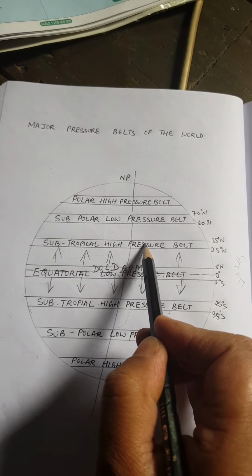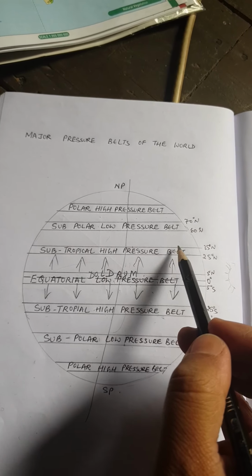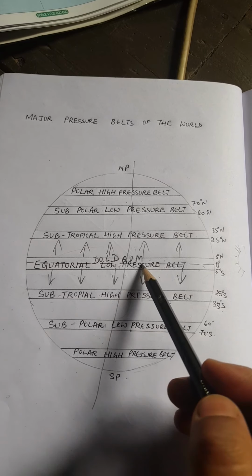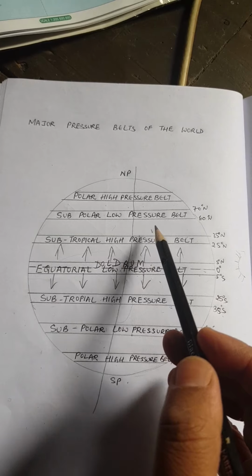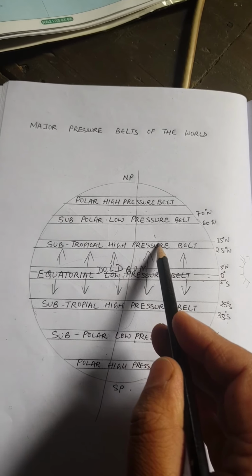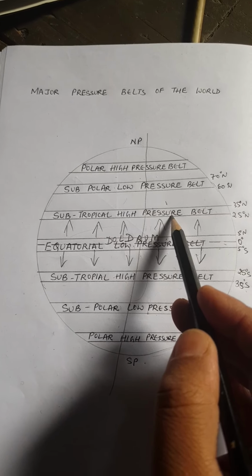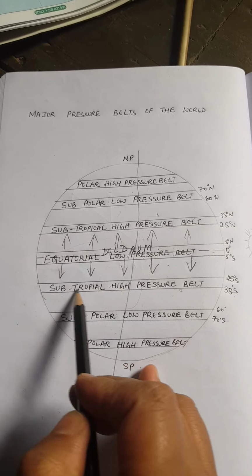As it rises up, when you compare the temperature of this area to this area, the temperature of this area is cold. So as the air rises from here and moves over here, it cools down. And as the air cools down, it becomes heavy. As it becomes heavy, it settles down, creating an area of high pressure.